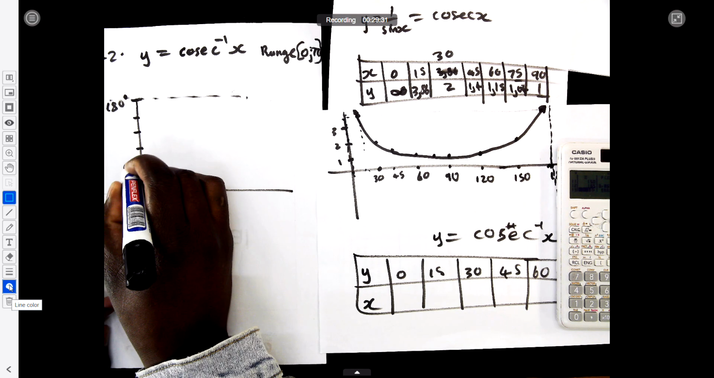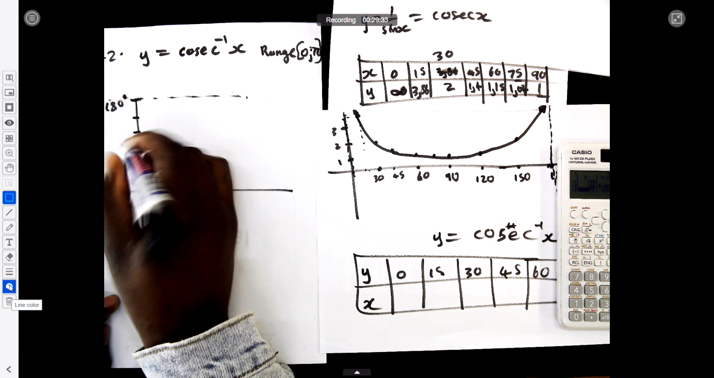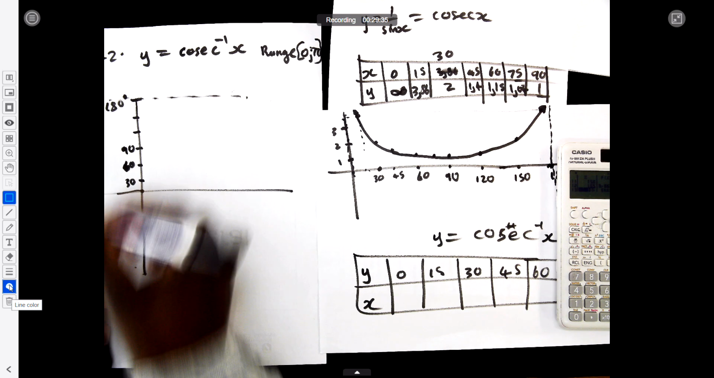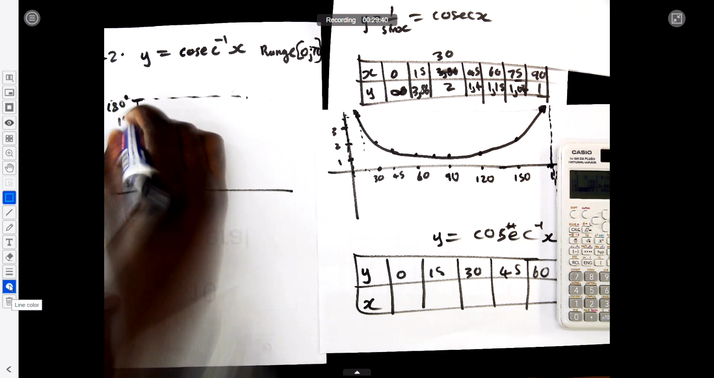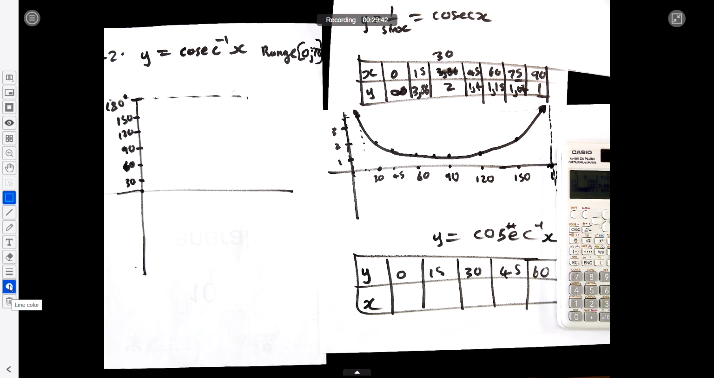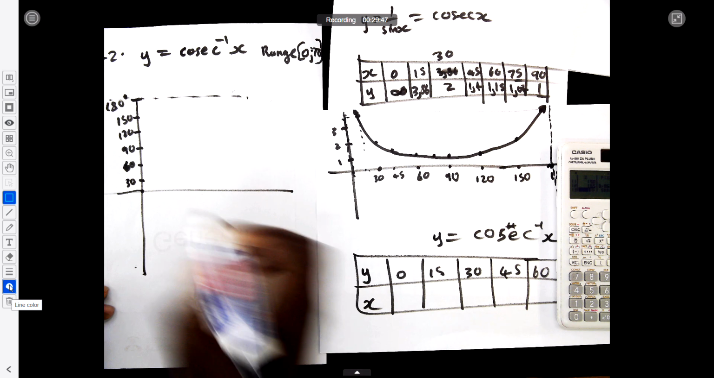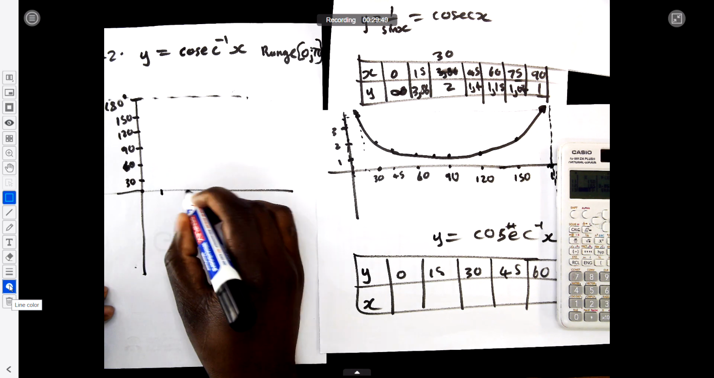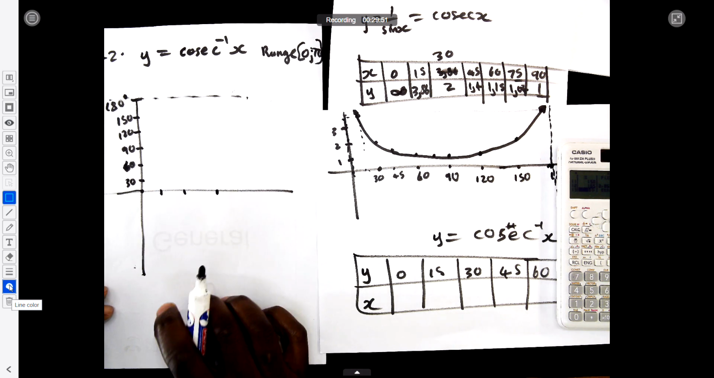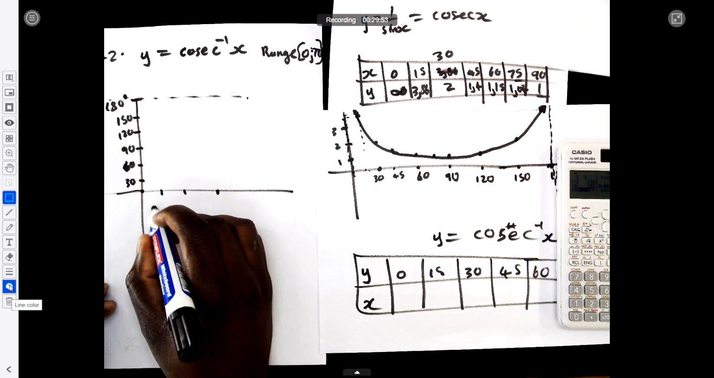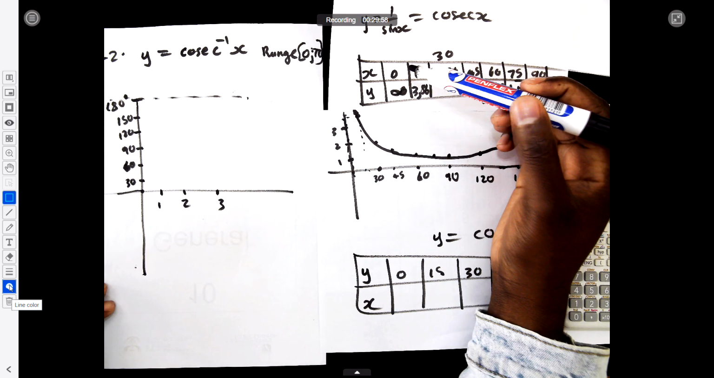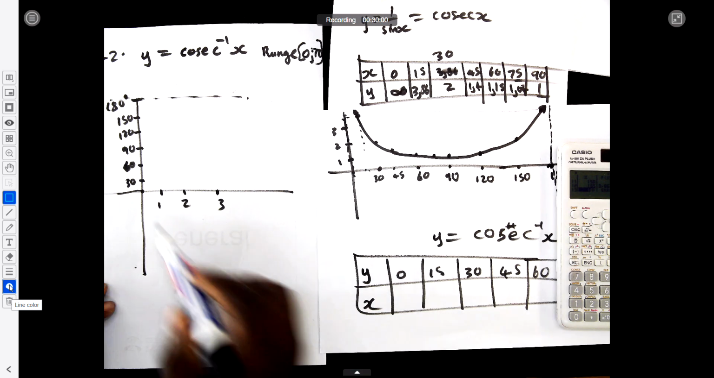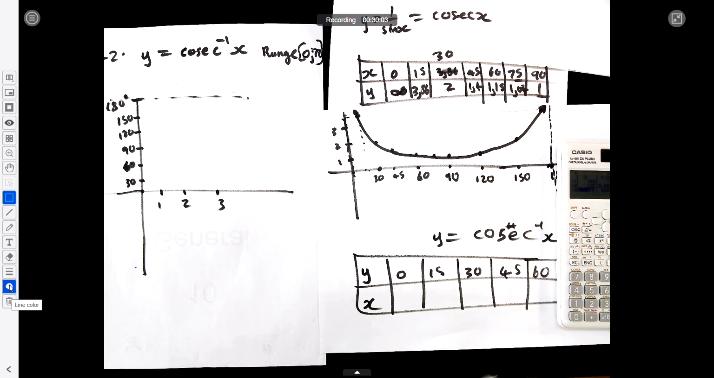Here we said 45, no? Said 60. Here we said 90, 120, 150 degrees. So that will be your range. And then the domain values are the ones that we got. I remember we had 1, 2, and 3. So when you plot your graph, we know this is 1, this is 2, this is 3. So we said that if y is 0, then the function diverges to infinity.